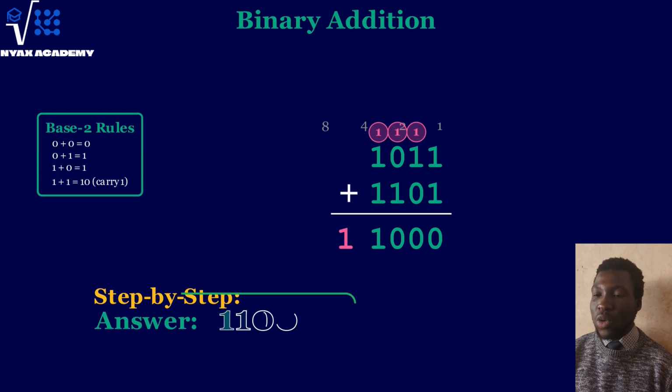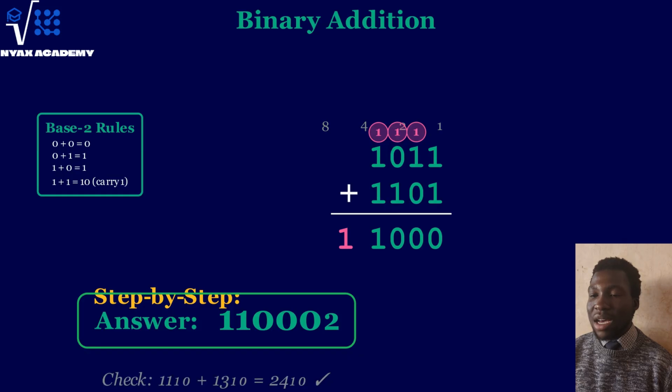Then we are done with all the columns. So our answer we get 1100 base 2.